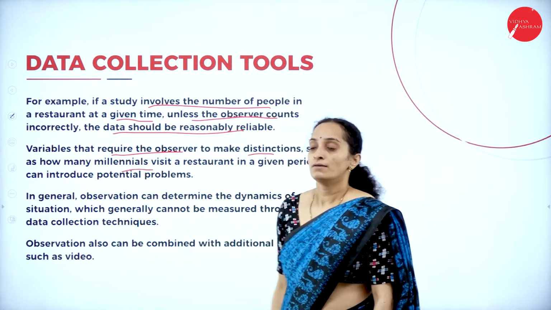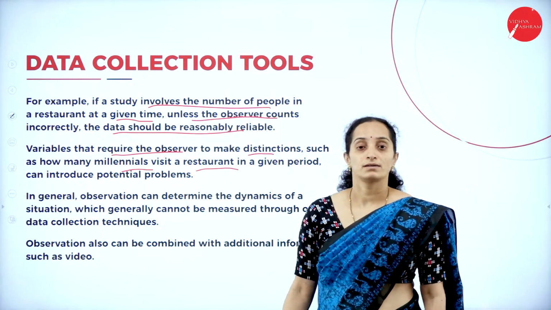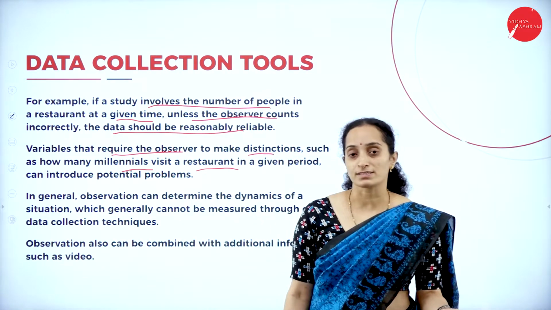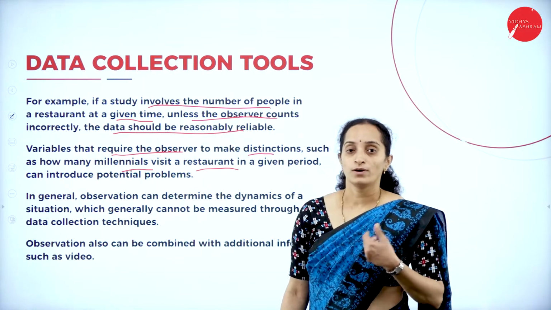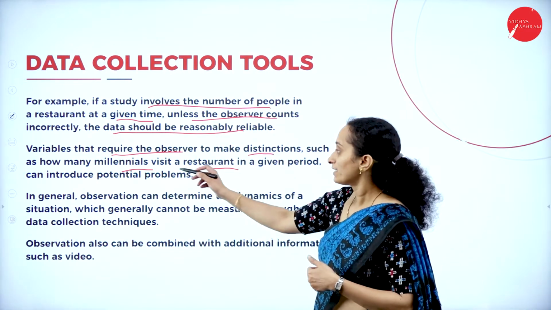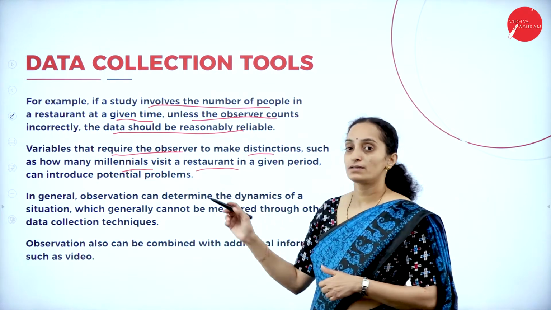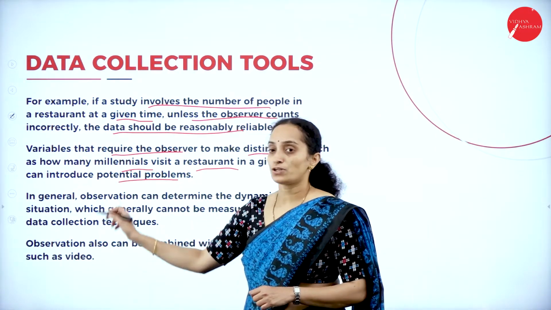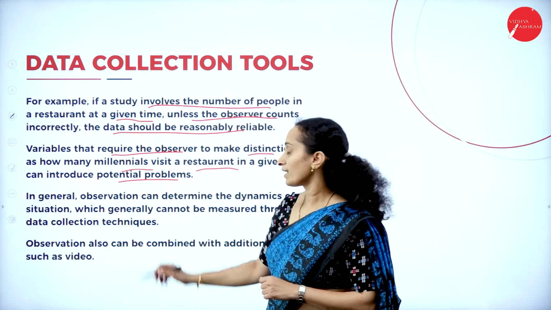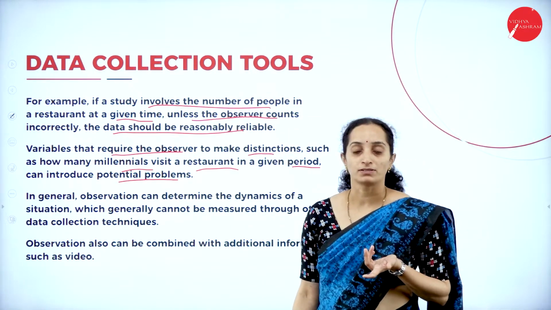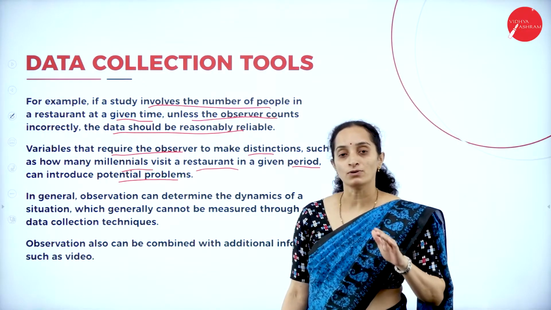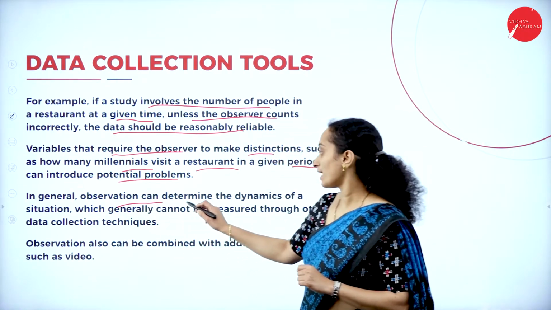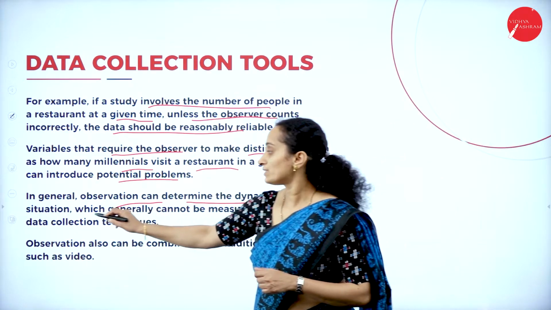Such as how many millennials visit a restaurant, whether the middle class are visiting our hotels, or the elite group, or the lower middle class are visiting our hotel. You can get the type of persons your restaurant is visiting in a given period, which can introduce potential problems. So you can have various kinds of people, so you have to observe what kind of people are coming to our hotel and at what time. Okay.